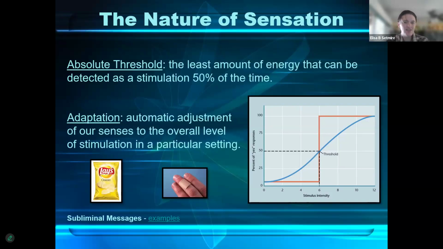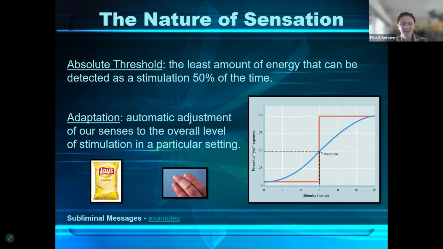Now, when we're detecting information from the world around us, we have some things that we call thresholds. And one of them is called an absolute threshold. It's the least amount of energy that can be detected as a stimulation 50% of the time. Anything below our threshold won't be experienced. And psychologists present stimuli at different intensities, asking people whether they see it or hear it. And the threshold is detected at the point where we can detect that stimulus 50% of the time. It's going to differ from person to person, even from moment to moment.